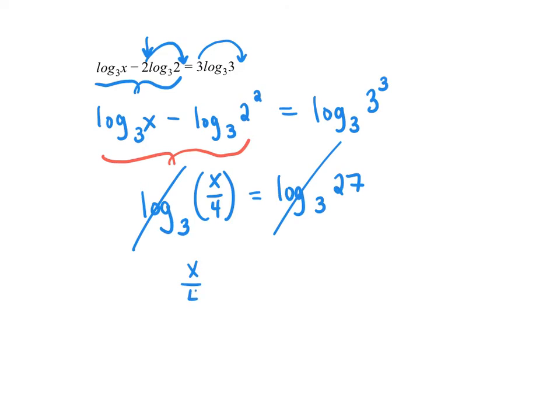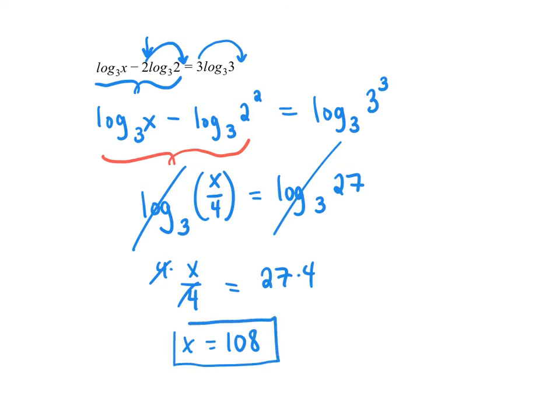So we have x over 4 equals 27, which I could solve by simply multiplying both sides by 4. So 27 times 4, 108. So x should be 108. Definitely positive, so no problem having to eliminate it from our solution set here.